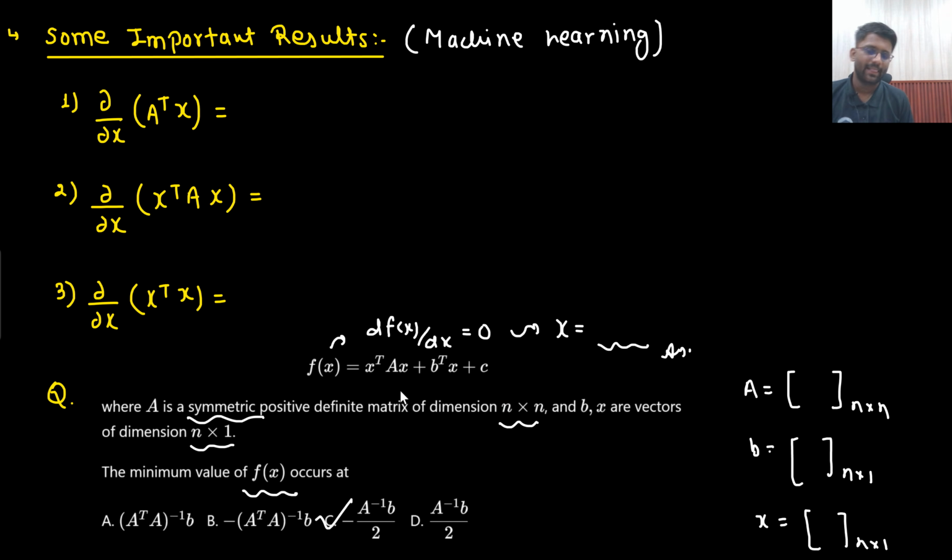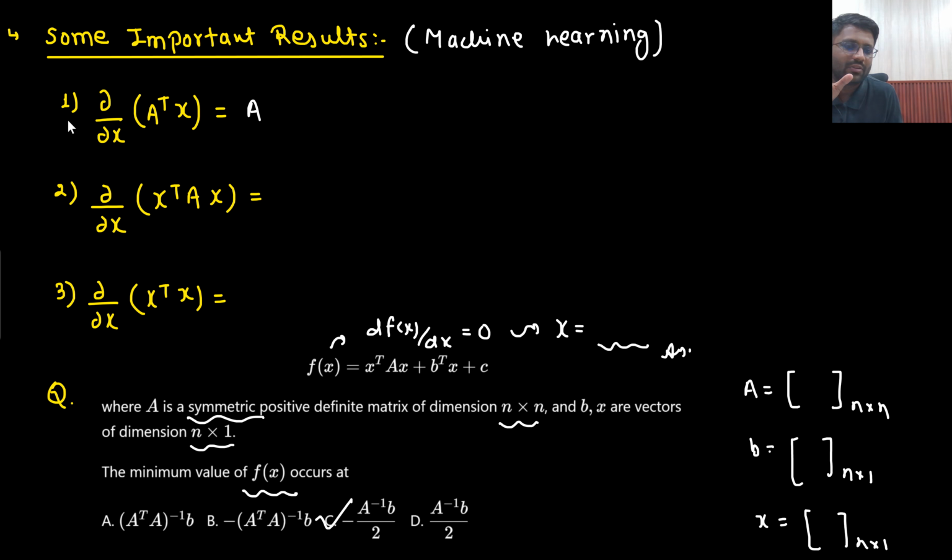This is the answer. Now if you can remember some standard results: treat A transpose times X. Treat A transpose as a constant, take it outside. The result will be A, not A transpose. Sir, how did this result come? Not a matter of concern. It is highly used in machine learning. If I was teaching you ML, I would have given you the derivation completely. But as of now, you can ignore the derivation. Will you be able to remember?